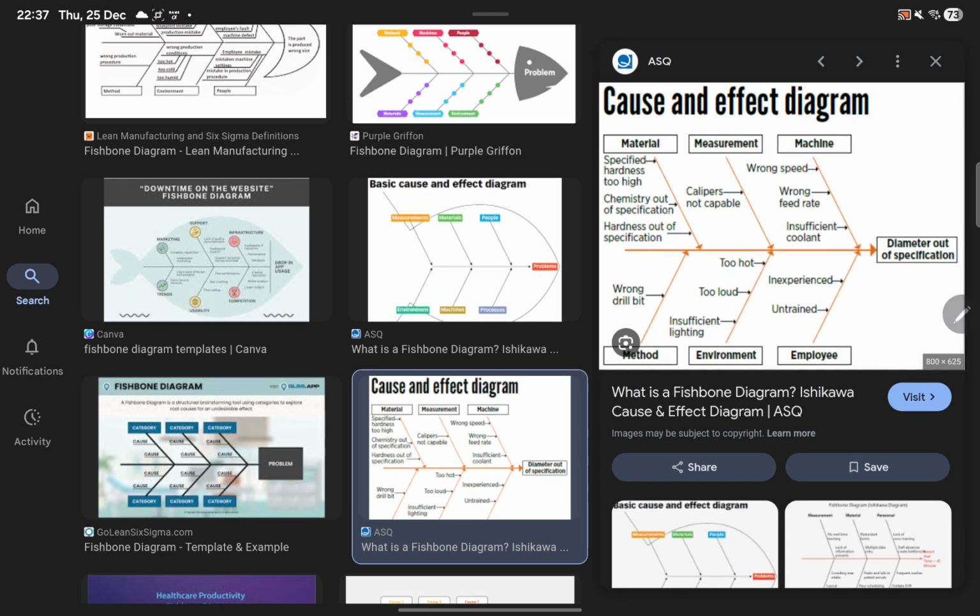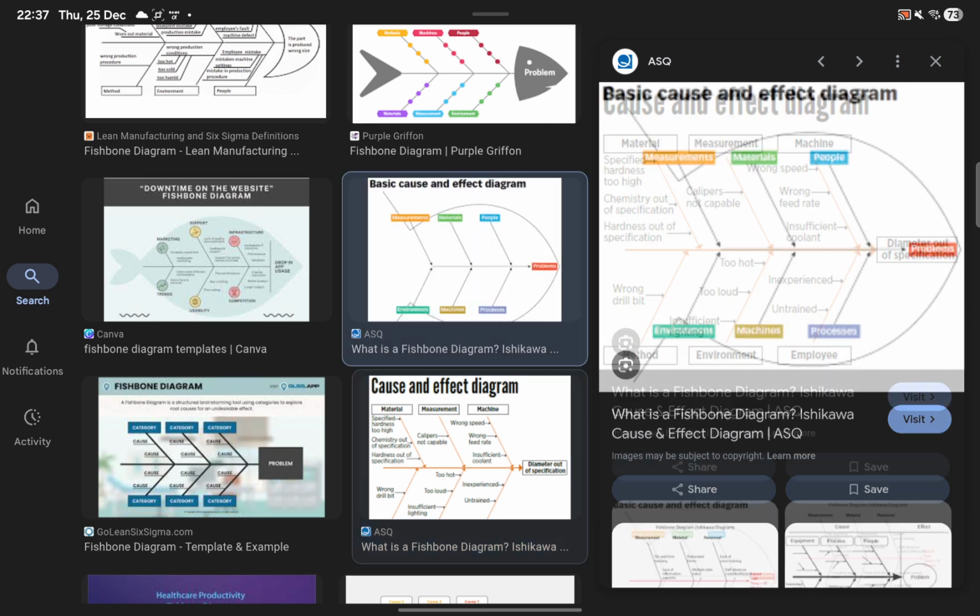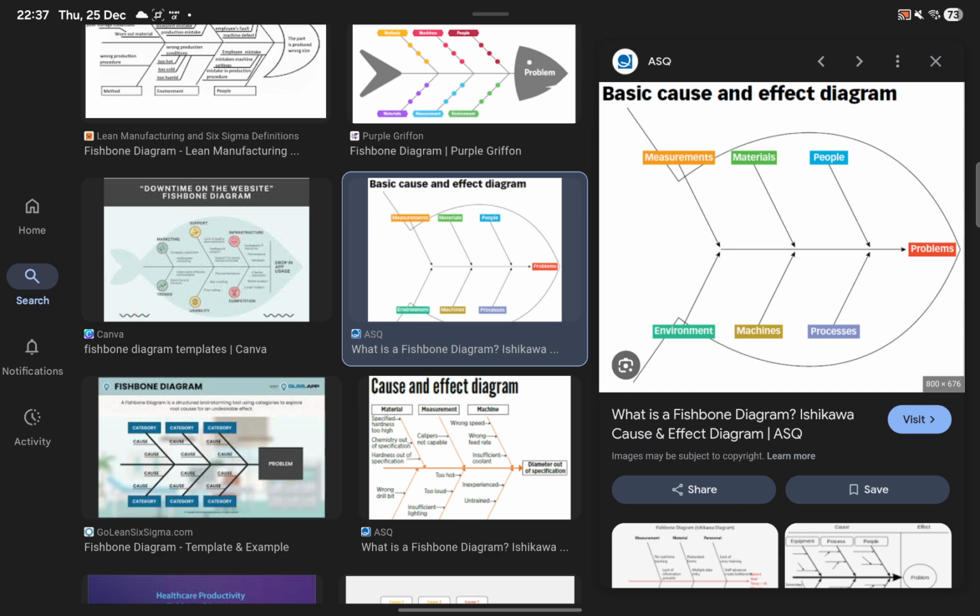Material specified hardness too high. So this is something related to different fields. In our fields, the examples are important. It is not at all important for the theory. So if you want to learn, you can watch a video related to it.